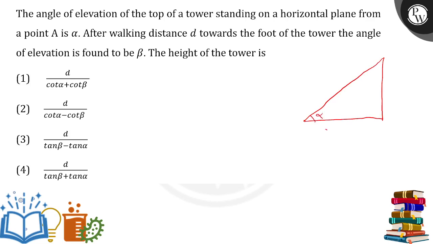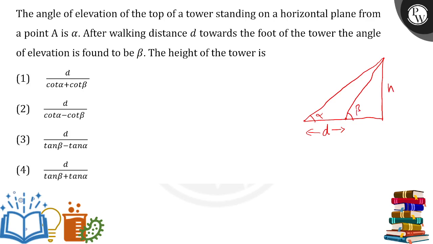If we move some distance, let's say this is the distance we moved and we reached a point somewhere over here. Now the angle of elevation is changed. The new angle of elevation for this is beta. What they are asking, they are interested in calculating the height of the tower. This is h, which is the height of the tower.